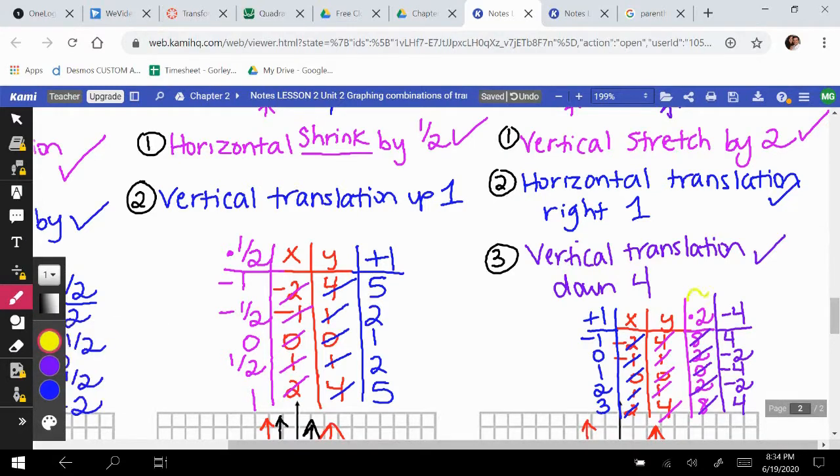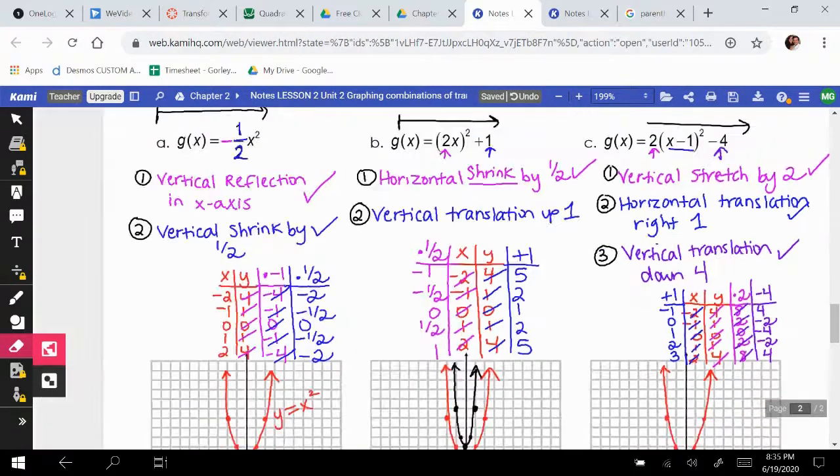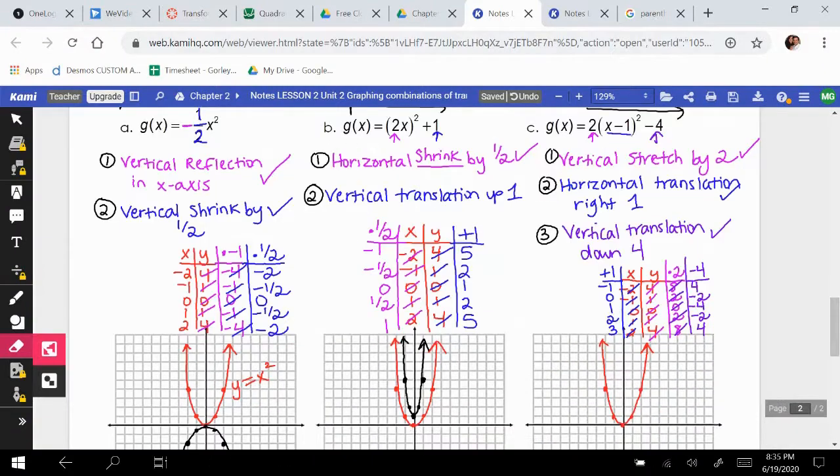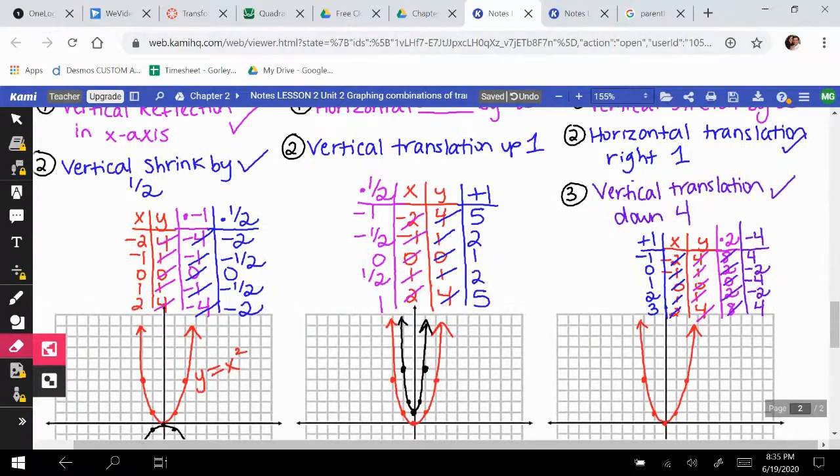Now look, pay close attention. Do you see here how PEMDAS came into play? I wanted to make sure that I did this multiplication by 2 before I did the subtraction of 4. Okay, so make sure you're maintaining correct order of operations. And I will go ahead and graph that function in black.